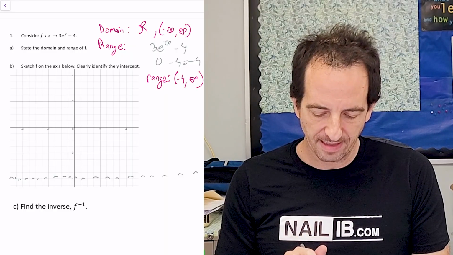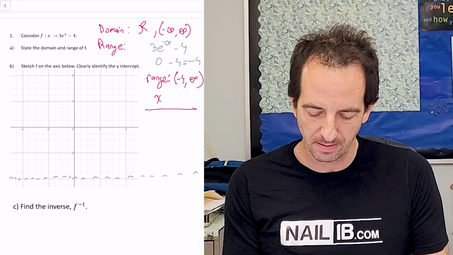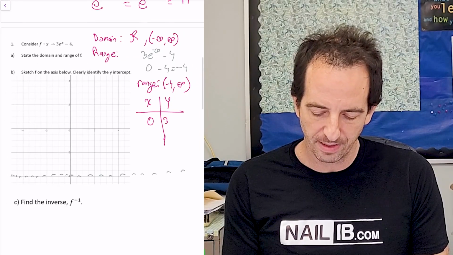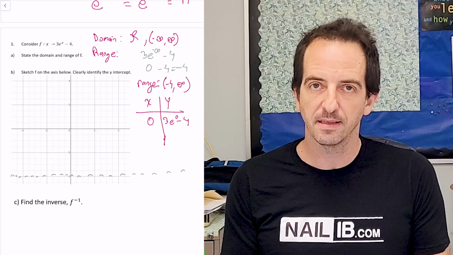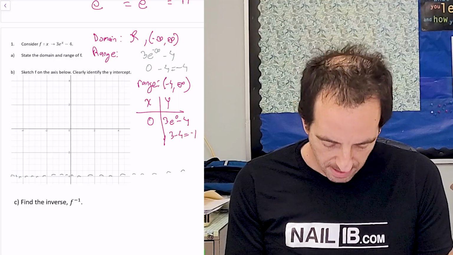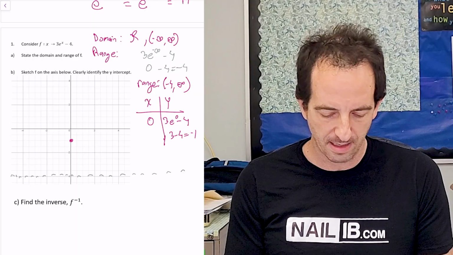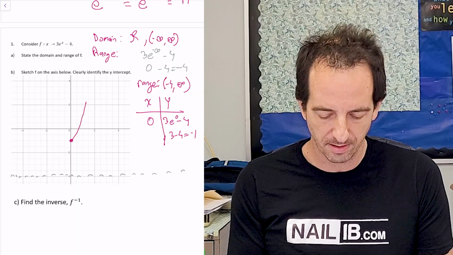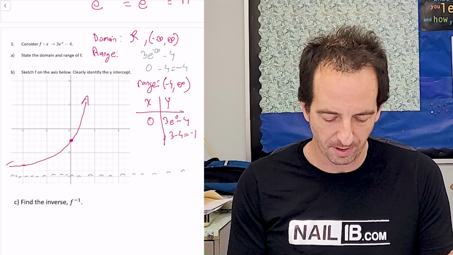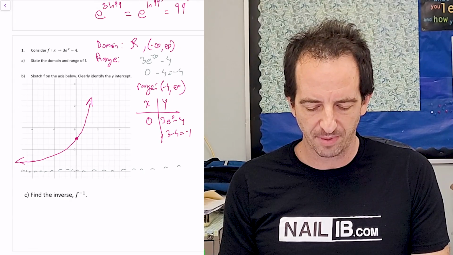And now to graph this and identify the y-intercept. So when x is equal to 0, what will y be equal to? In this case, we would have 3 times e to the 0 minus 4. e to the 0, or anything to 0, is 1. So this should be going through 3 minus 4, or negative 1. So that's our y-intercept right there. In general, an exponential function will look like it's going up more and more, its slope increasing, and as we go to the left, its slope becomes more and more shallow, less steep. That would be enough to get the points for that type of graph.